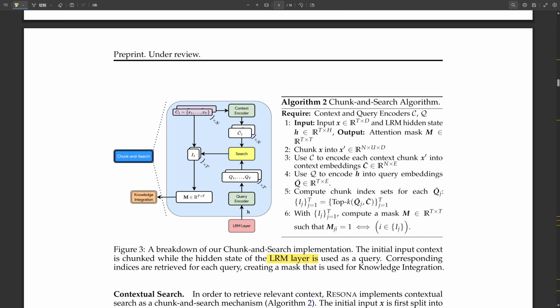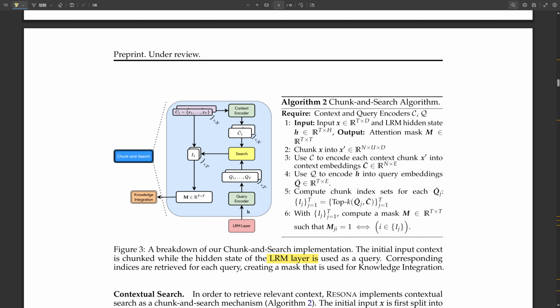The first thing Resona does is chop it up into smaller chunks of text. Then it uses the LRM's hidden state, that compressed summary of its current understanding, as a query. And it has this retriever mechanism that compares this query to all those chunks of text it created. So it's like the LRM is saying, based on what I know right now, which parts of this text seem most relevant to me? Exactly. And it's looking for the chunks that are semantically closest to its current state.